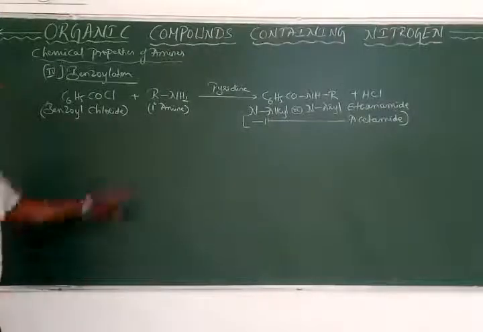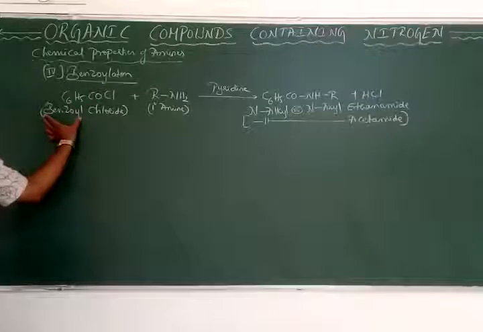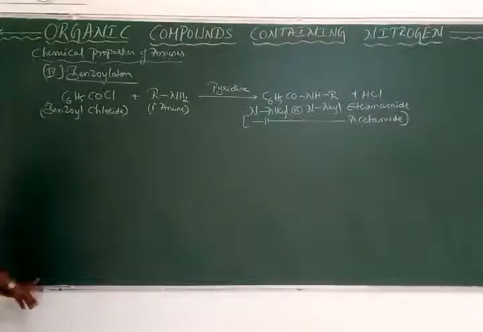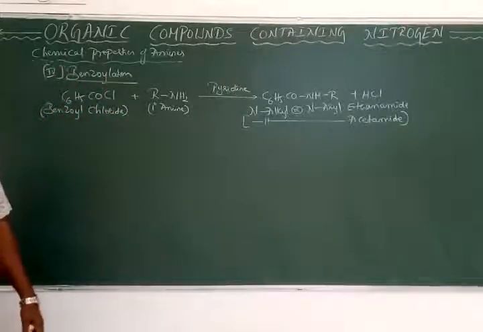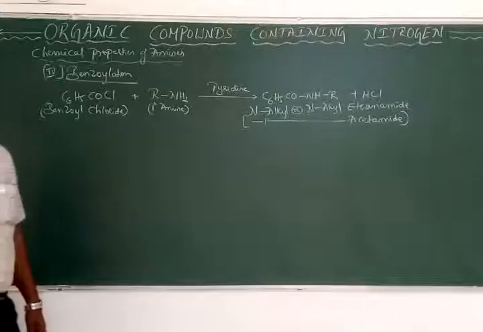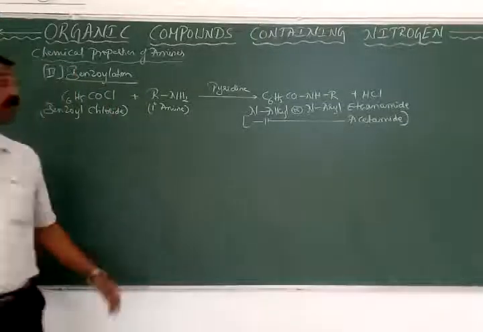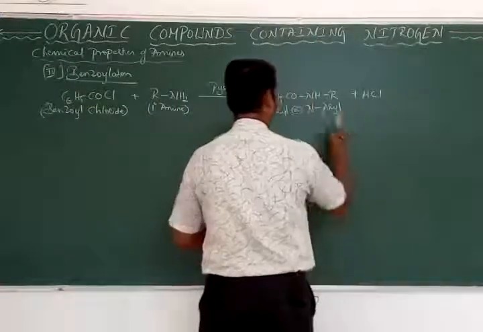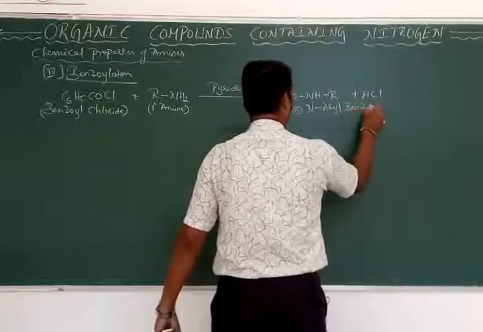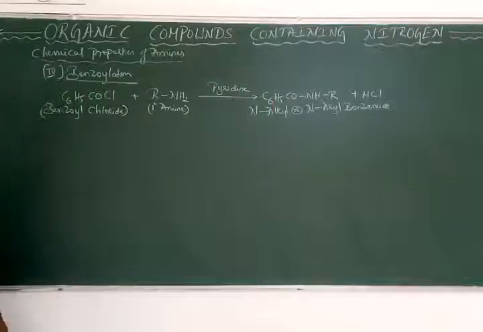Just the replacement of what by what? H has been replaced by C6H5CO. What is C6H5CO? It is called benzoyl group. CH3CO is called acetyl. C6H5CO is called benzoyl. Therefore, the name of that reaction is called benzoylation. There it forms N-alkyl or N-aryl, which one? Sorry, it is not ethanamide here. It is only the benzamide. N-alkyl or N-aryl, which one? Benzamide.